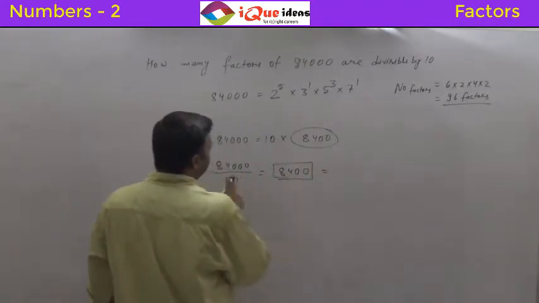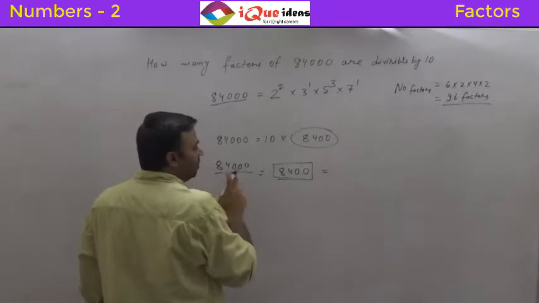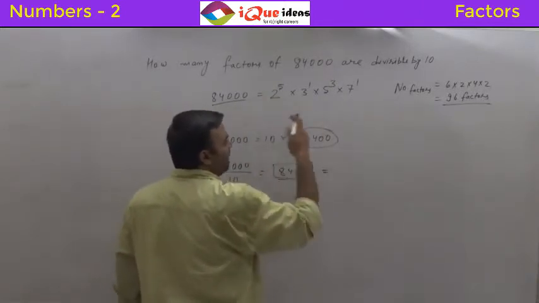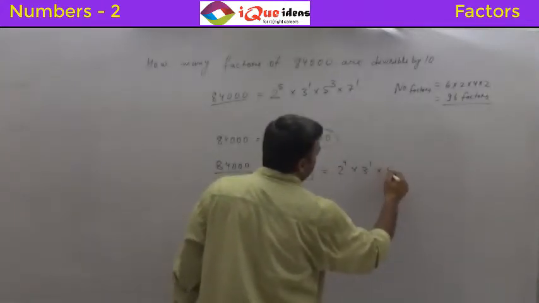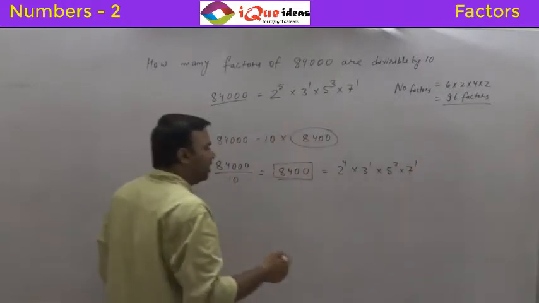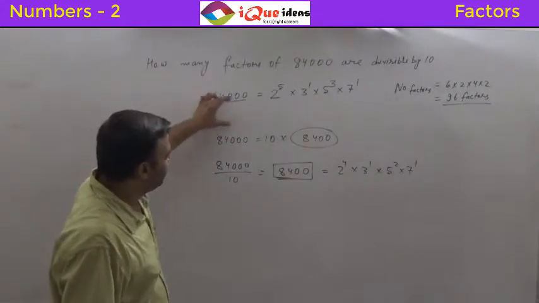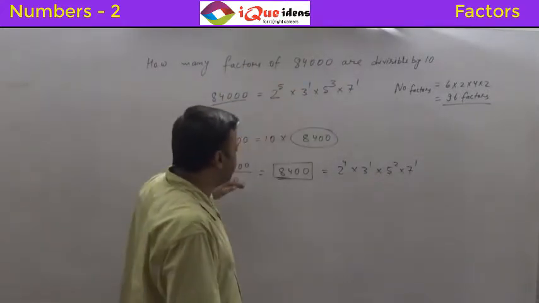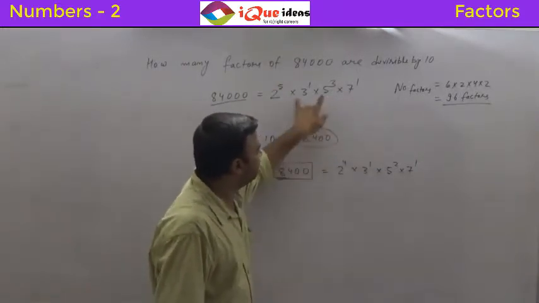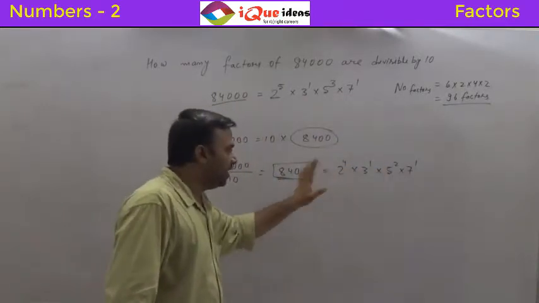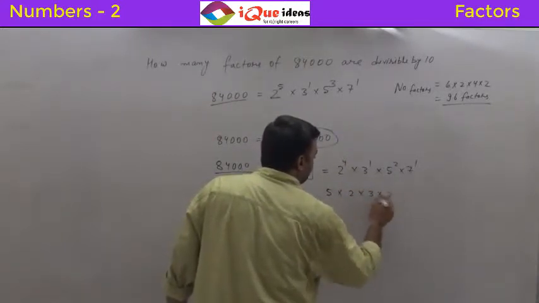So 8400 will become, now what we are doing is we are dividing this number by 10. That means this also will get divided by 10. 10 is 2 into 5. So the power of 2 will reduce by 1, so 2 raised to 4. 3 will remain the same. The power of 5 will also reduce by 1, and 7 will remain the same. Or you can factorize 8400 separately. Now this is 8400. The number of factors of 8400 will be 5 into 2 into 3 into 2. That is 60.